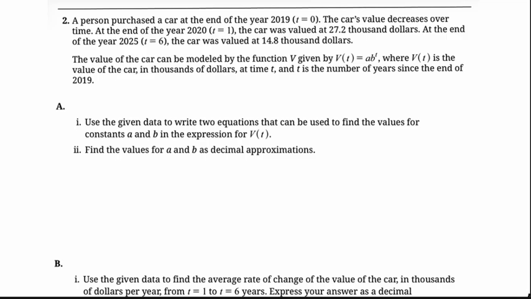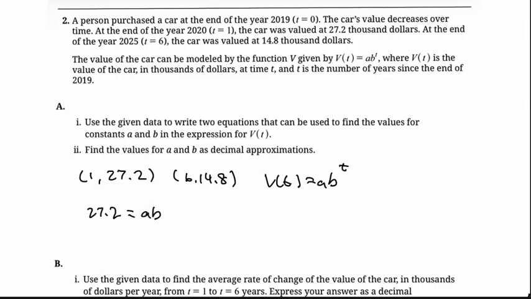Now for question 2, A1, we have to use the given data to write two equations. So there's (1, 27.2) and (6, 14.8). So when we write the equations with v of t equals a times b to the t, it is 27.2 equals a times b to the first power, and 14.8 equals a times b to the sixth power.